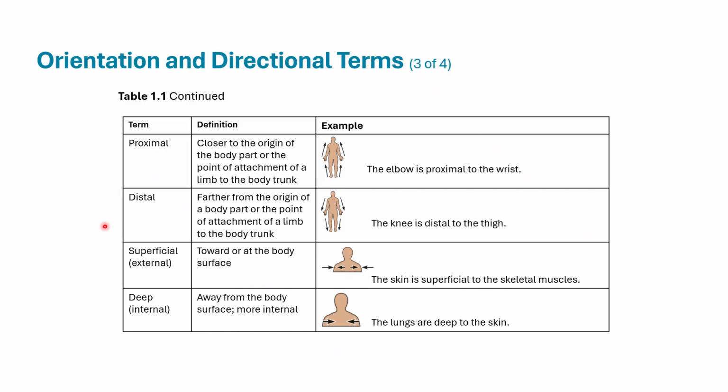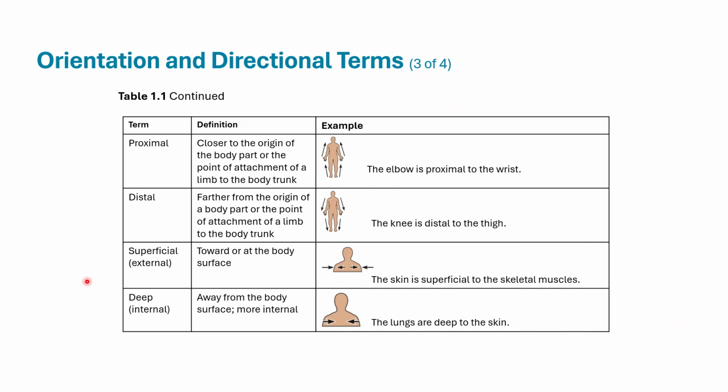Distal is farther from the origin of a body part or the point of attachment of the limb to the body. So where the limb attaches at the shoulder, it's going to be further than that. So the knee is distal to the thigh.